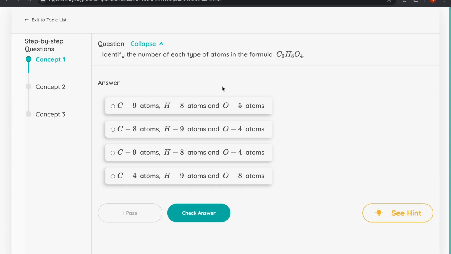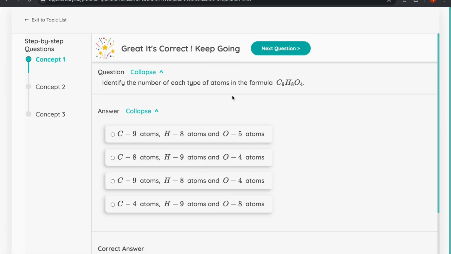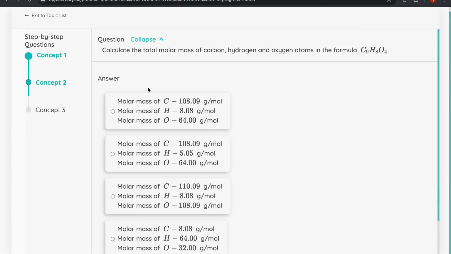In breakdown mode, the initial question, which is a complex question, is broken down into simpler questions to help the student understand the concept step by step and hence solve the question in parts. Since I've answered this question correctly, now the system takes me to the second breakdown question.